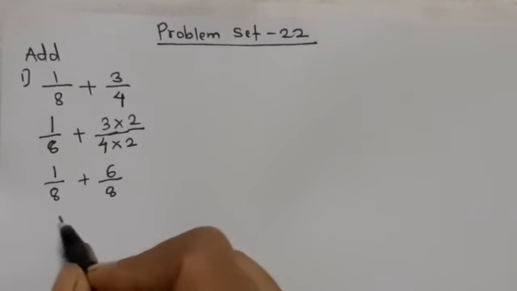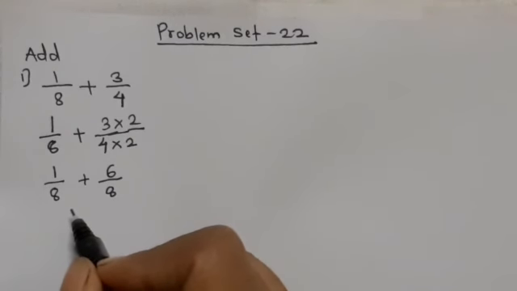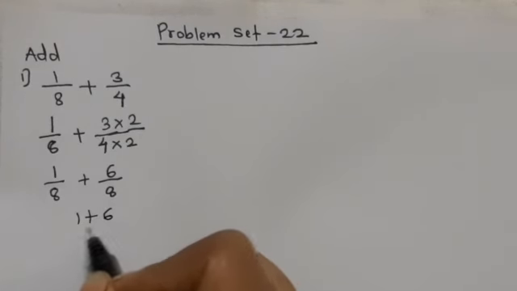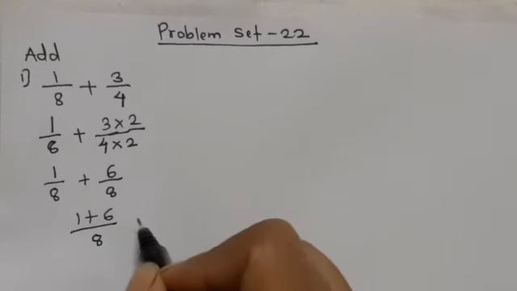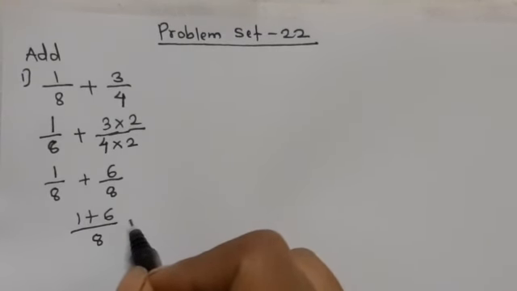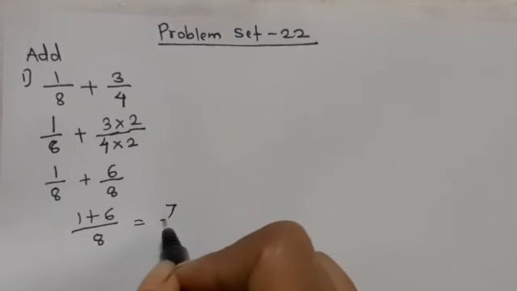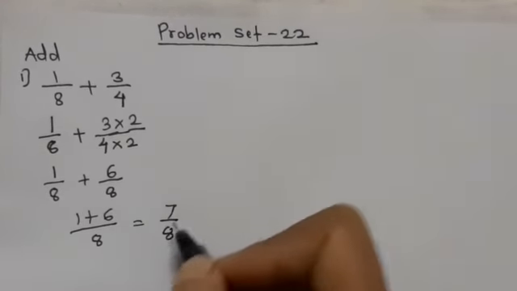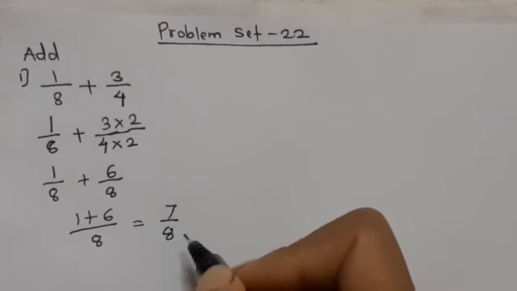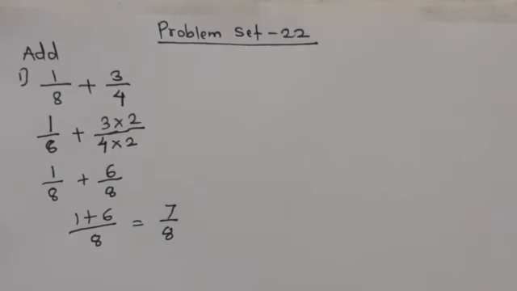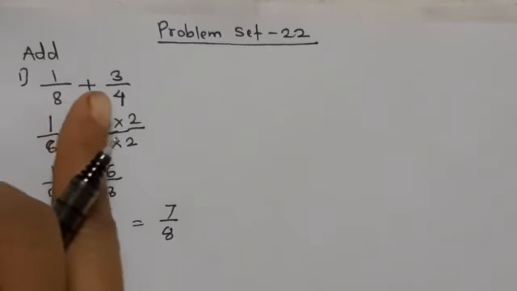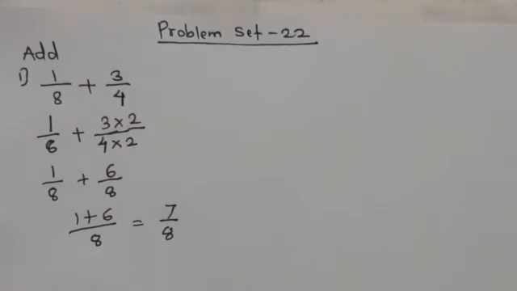When we add like fractions, what do we do? We just add the numerators and write the denominators as it is. So we'll add 1 plus 6 upon 8. 1 plus 6 is 7 and we'll write 8 as it is. So the answer is 7 upon 8. If we add 1 by 8 plus 3 by 4, it is equal to 7 by 8.